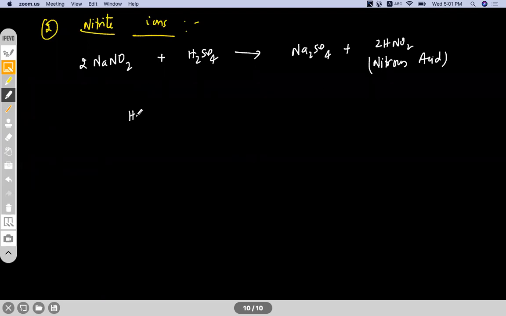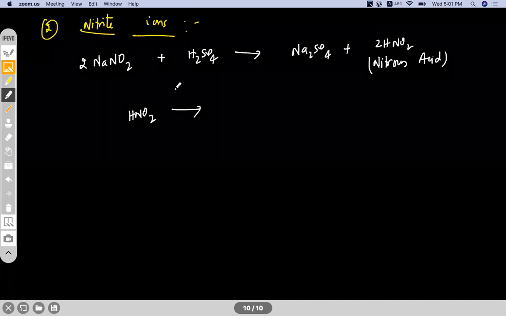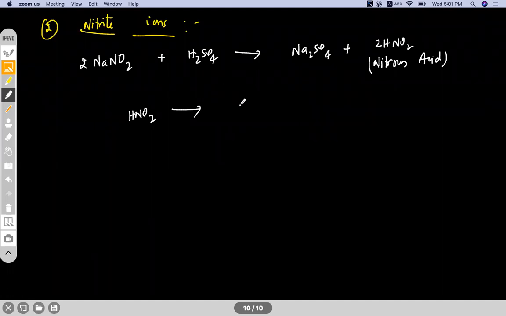Now this HNO2 decomposes into H2O, then NO, and HNO3, nitric acid, from 3 moles of HNO2. Okay, and we have one nitrogen here, so 2 here, 2, 3, 3 plus 3, 6, so 6, yeah, it's balanced.